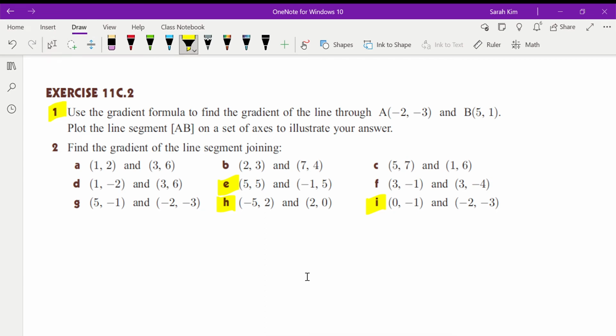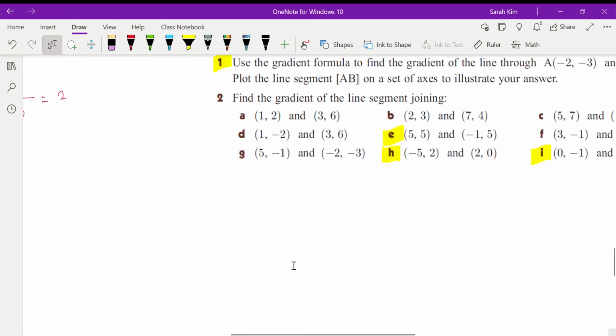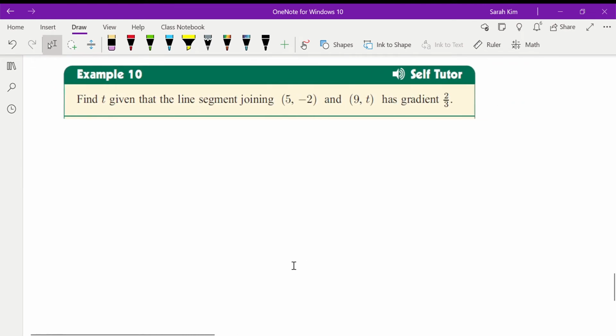Alright, so hopefully you finished these questions, because if you have, now let's move on to this example 10. This one, we have to find t. We have to find a variable that we don't know, because t is over here. It's a similar question to the other one, but instead of trying to find the gradient, which is what we were doing in the previous question, we're actually trying to figure out the t. So it's almost kind of working backwards. But honestly, the steps are the same. It's just a little bit of thinking.